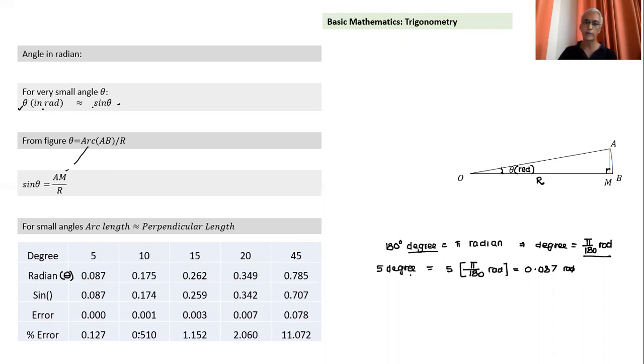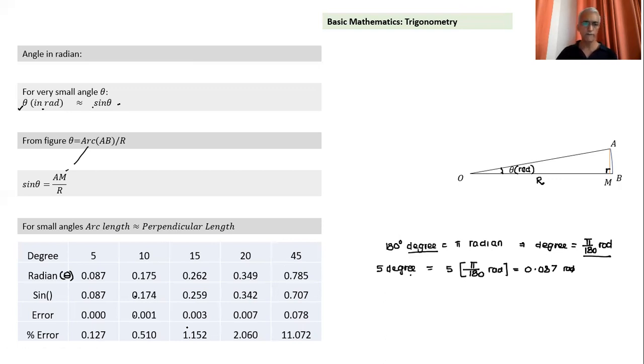From this error I can calculate percentage error. Percentage error is error divided by true value into 100. So when I make this approximation, I have taken even the 4th decimal place also. Up to 5 degree, in place of sine theta, if I substitute theta, error is only 0.1%, a very small error. Up to 10 degree, error is 0.5%. Even up to 15 degree, error is 1.1%. But if I take 45 degree, which is equal to pi by 4 radian, which is 0.785, here the error becomes 11%, which becomes significant.